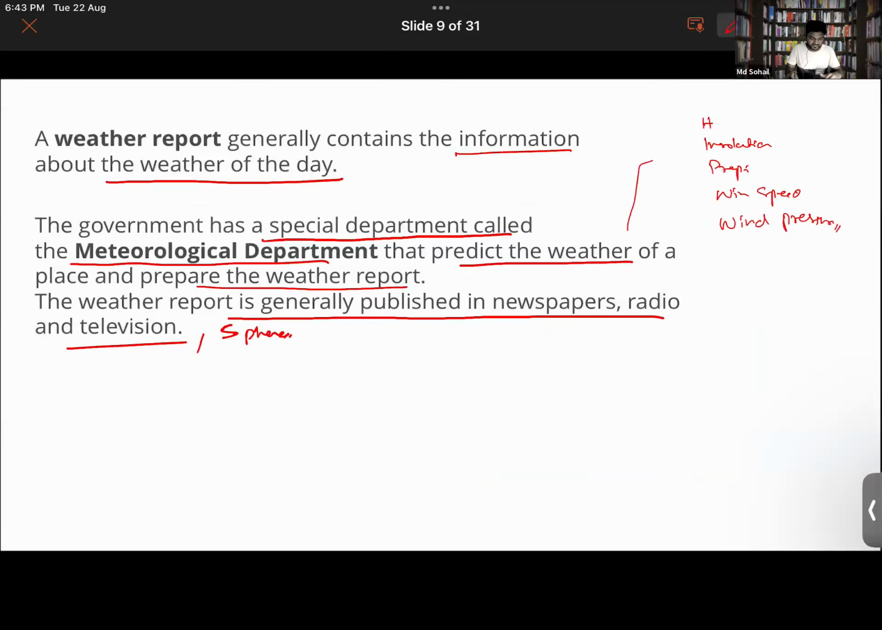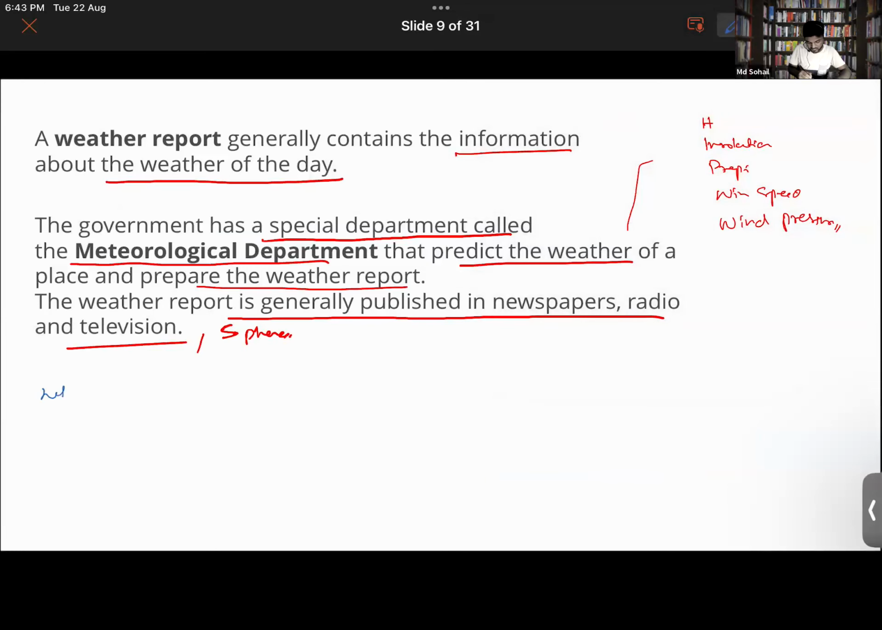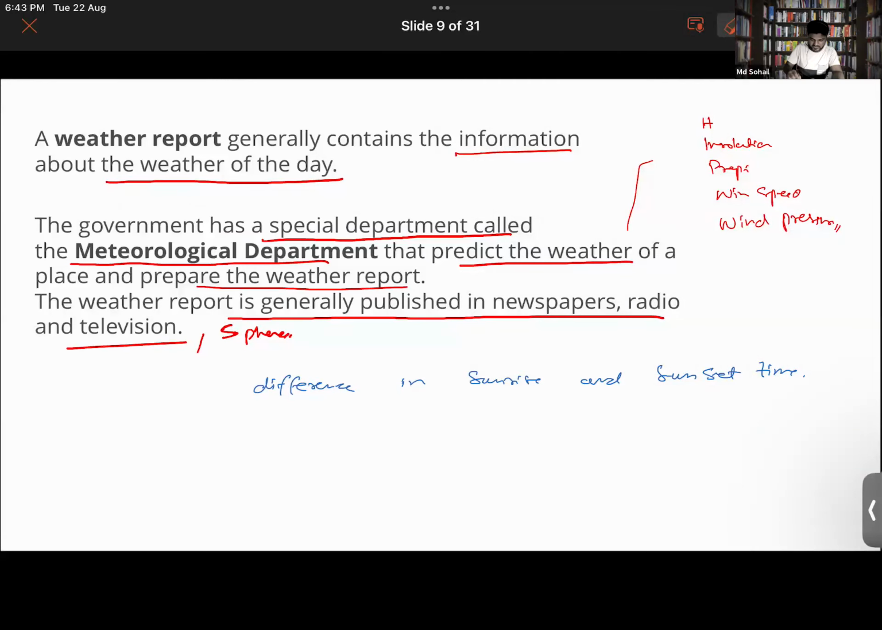Okay, let me mention it somewhere. Why there is a difference in sunrise and sunset time. I'll simply put it as not a question but as a statement: difference in sunrise and sunset time.